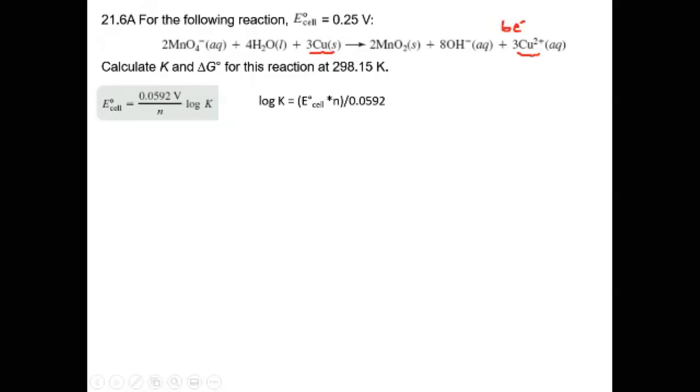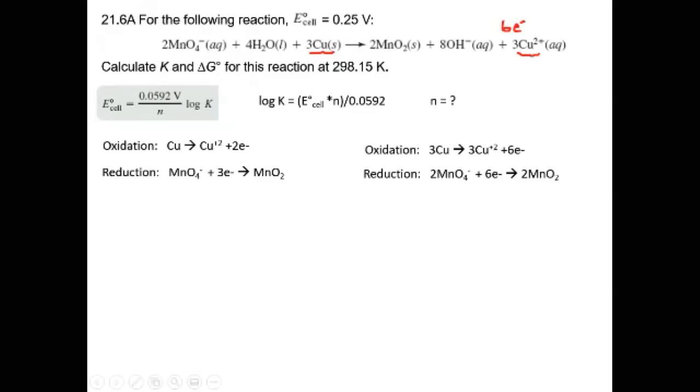So if we rearrange this to solve for log of K, of course we need N. And we look at the half reactions. Copper is oxidized, permanganate is reduced. Permanganate is a very strong oxidizing agent. And so we can balance the electrons by doing this. So you see that 6 electrons are being transferred.